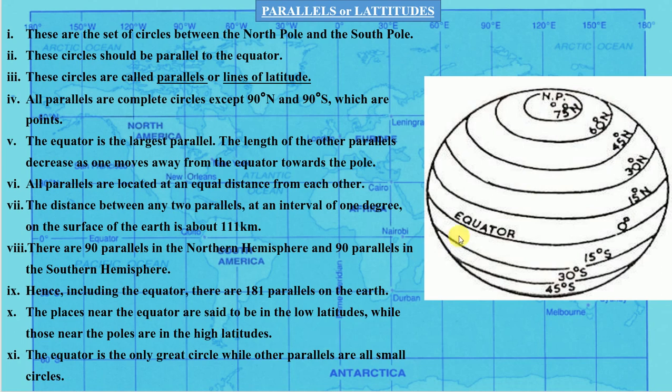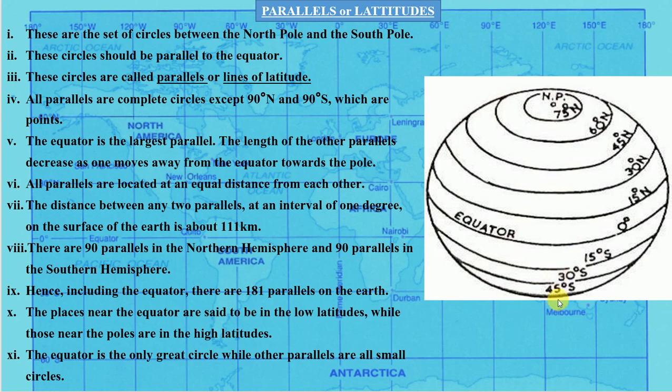All parallels are complete circles except 90 degrees north and 90 degrees south, because these are just points. The equator is the largest parallel, and the length of other parallels decreases as one moves away from the equator. If you move towards the north pole, you will see the length of the other parallels decrease. The same way, if you move towards the south pole, the length of the parallels decreases.